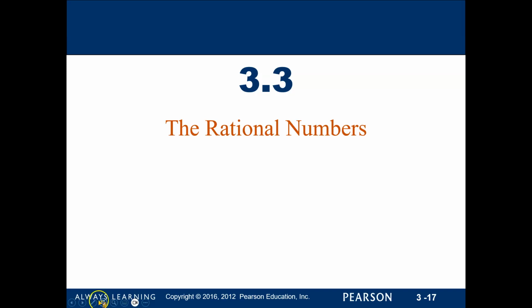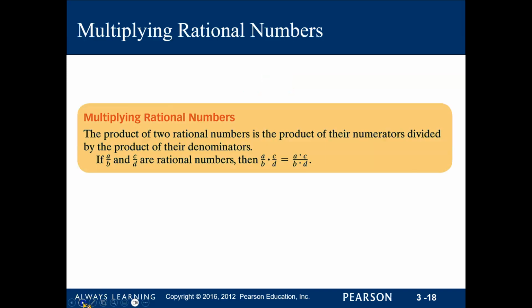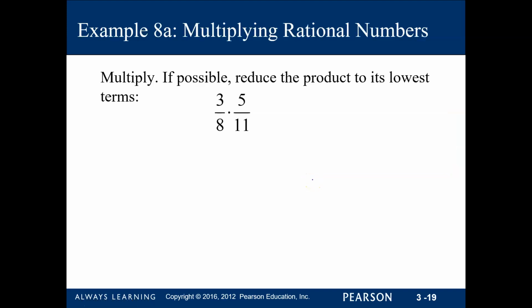All right, so let's continue our discussion on rational numbers. And this time, we will be working with some operations with our rational numbers. So when we talk about multiplying rational numbers, if we are going to be multiplying fractions, all we need to do is multiply across, multiply the numerators and multiply the denominators. And then the final answer will always be in lowest term.